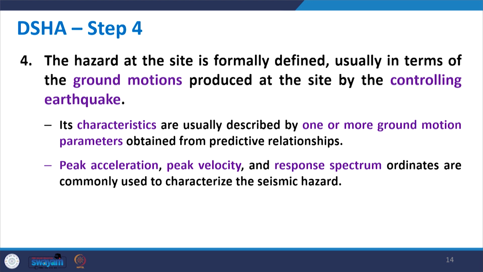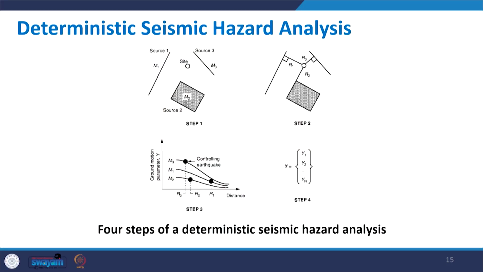Ground motion parameters we already talked about, particularly when we talked of strong ground motion, SGM, in the last lectures, and this is normally by 3 parameters: one is amplitude, another is frequency, and the third one is its duration. On the basis of those parameters we identify. For example, it could be peak acceleration, peak velocity or response spectrum. They are commonly used to characterize the seismic hazard. So, all the 4 steps are summarized here for DSHA, deterministic seismic hazard analysis. This slide is very important. In this single slide we have defined all the 4 steps.